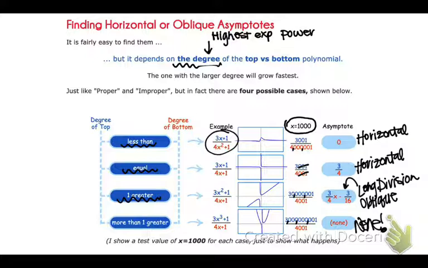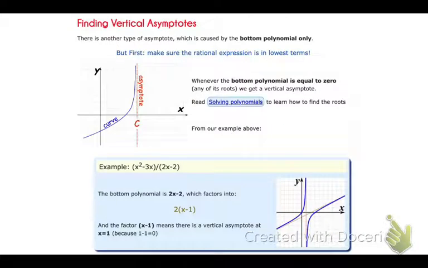Okay. Let's go through how to find some vertical ones. So the vertical ones, this is when you have 0 in the bottom. Now remember, you cannot divide by 0. Can't divide by 0.